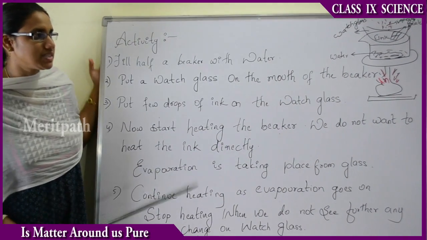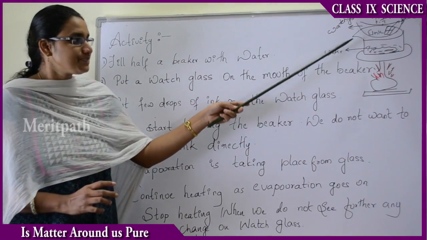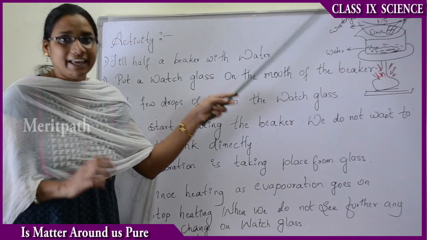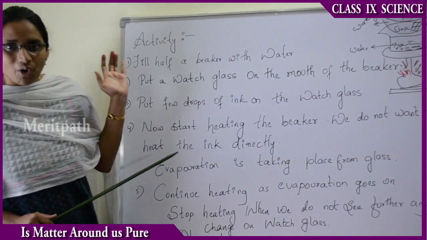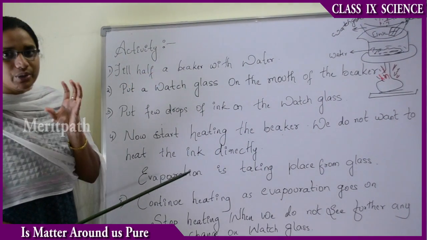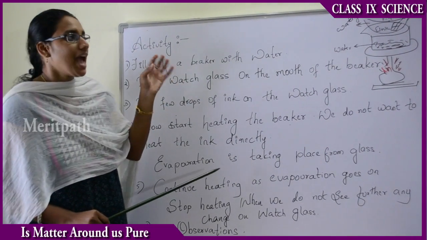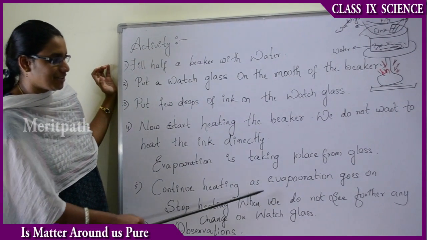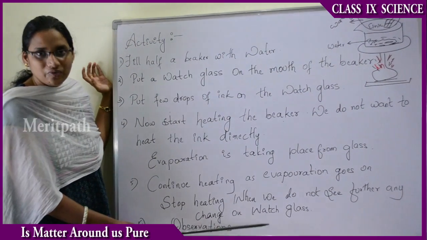What I mean to say is we are heating the container with water directly with the help of a burner, but we are not directly heating the ink on the watch glass. So we will see the changes that happen. When we go on heating the water, the heat radiations or vapors of water will heat the watch glass and the ink will form vapors. Continue heating as evaporation goes on. Stop heating when we do not see any further change on the watch glass.